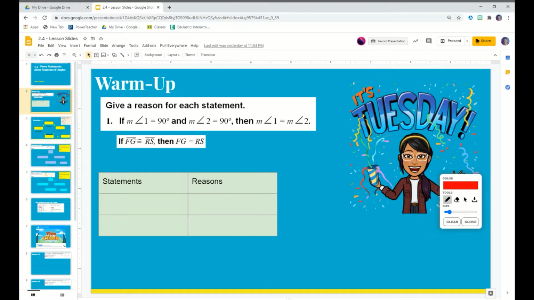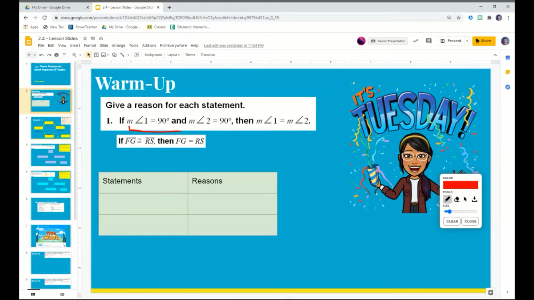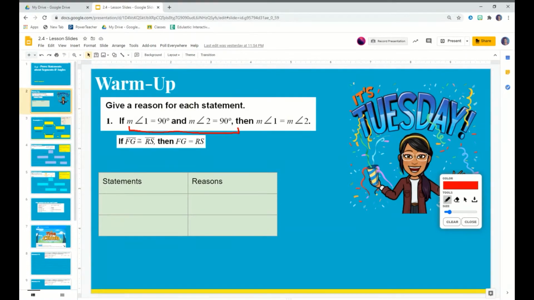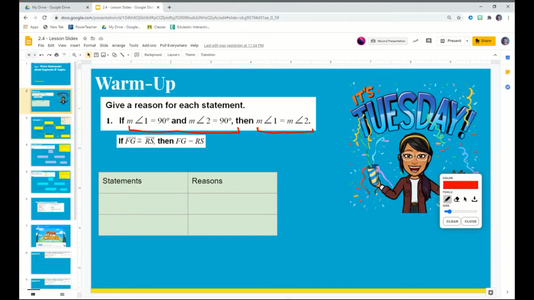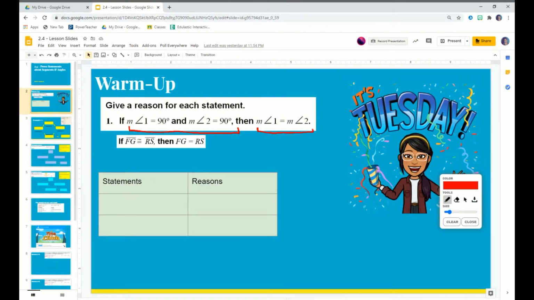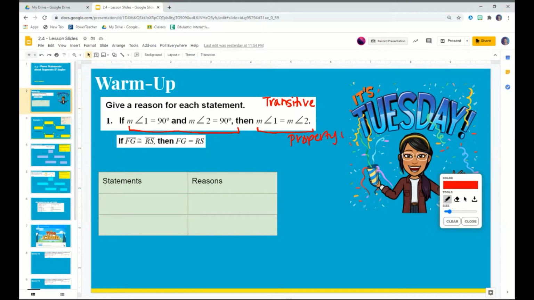So this is kind of focusing on what we talked about last week, justifying our mathematical statements with reasons. So here, if, and this is the condition, angle 1 is equal to 90 degrees and angle 2 is also equal to 90 degrees, then you can make the conclusion that angle 1 is equal to angle 2 because they're both equal to 90 degrees. This would be the transitive property of equality.